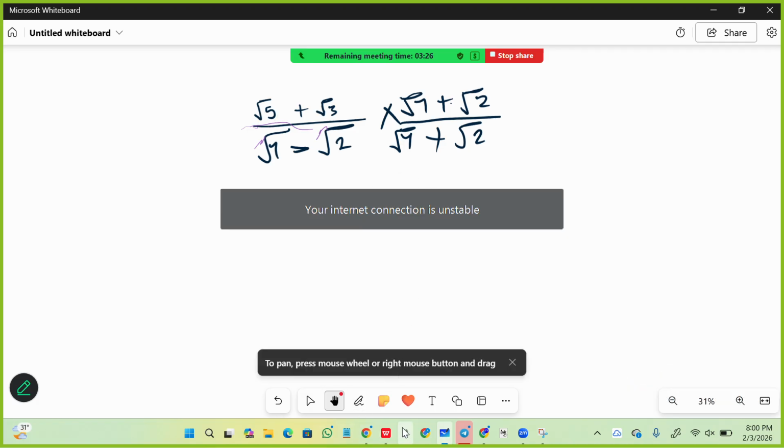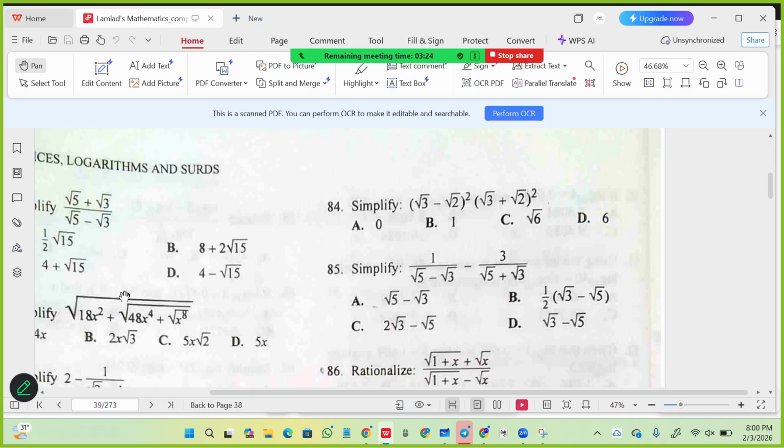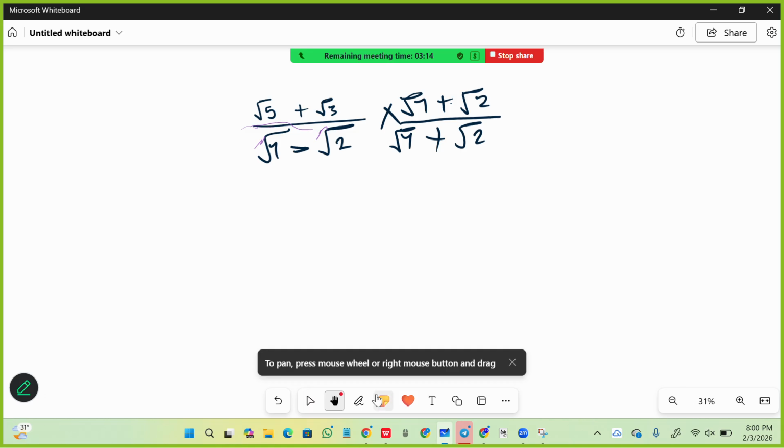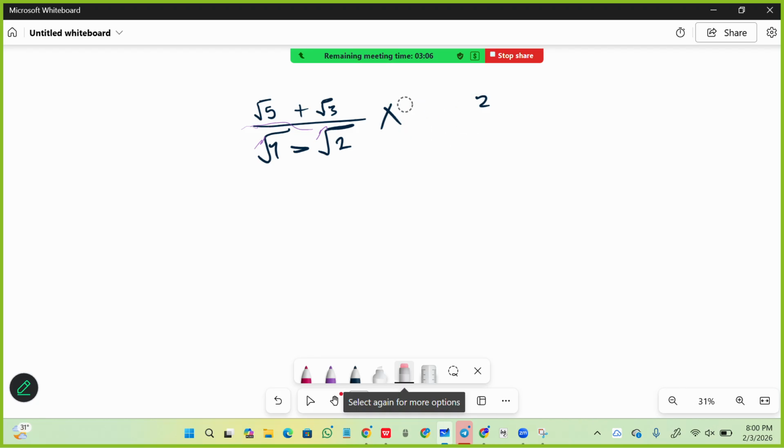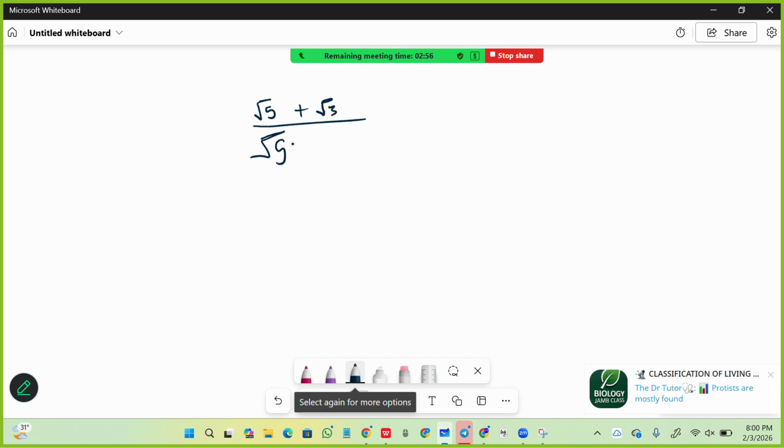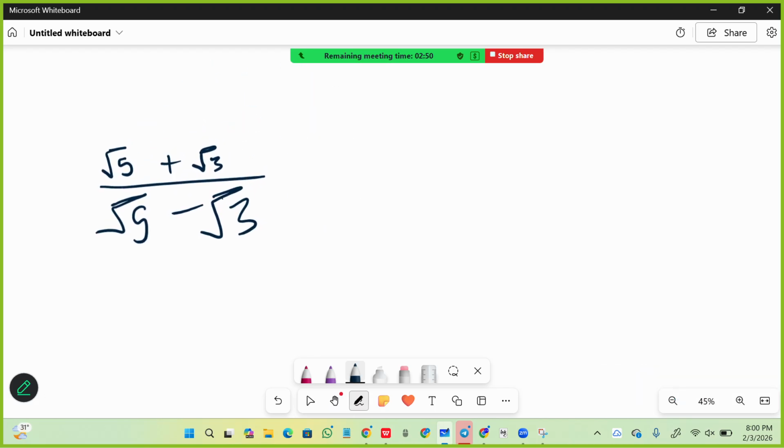So now this is the main question. The main question is root 5 plus root 3 over root 5 minus root 3. So this is what we have here. Root 5 plus root 3 over root 5 minus root 3. This is the main question. We'll come back to solve it. Now, let's solve this question.